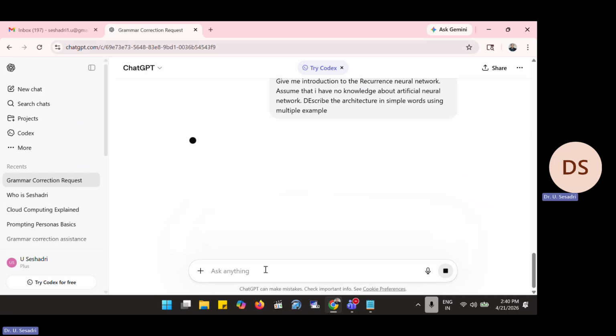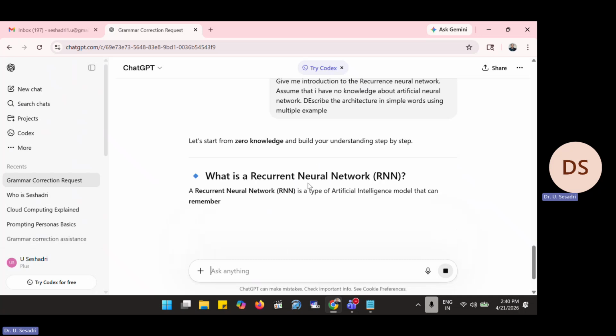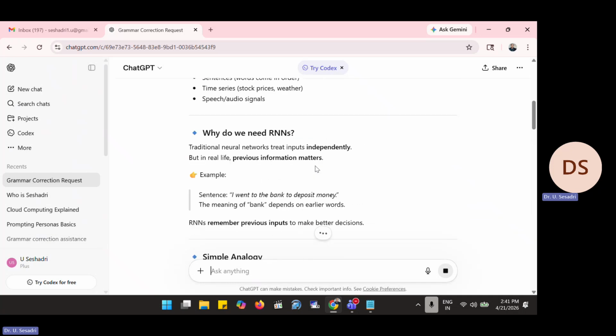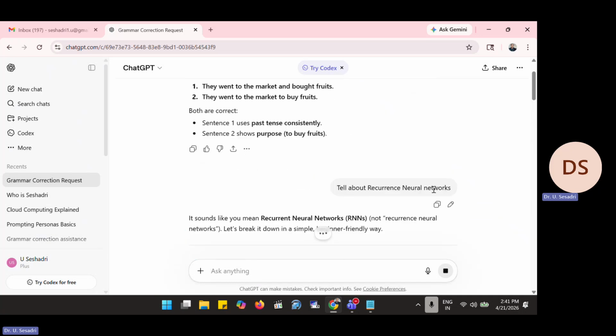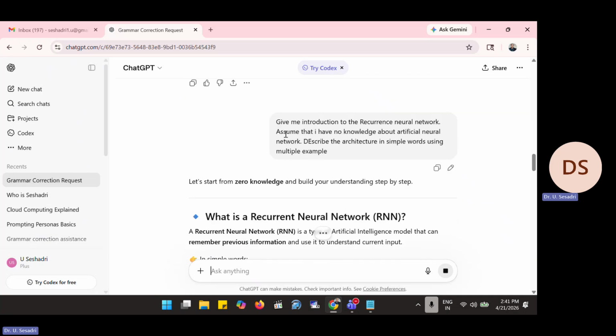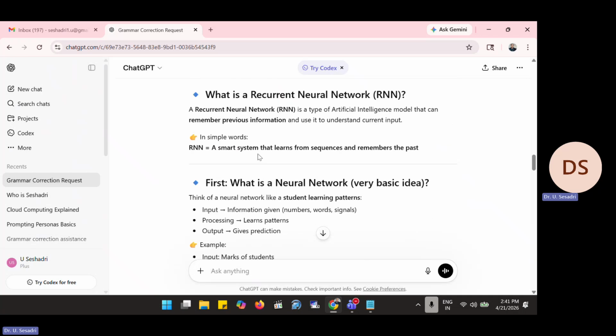When I give this as input, see what the AI provides. Previously, when I gave the input to tell about the recurrence neural network, it provided some information. When I give very clear input, asking for an introduction to the recurrence neural network, assuming no knowledge of artificial neural networks, and describing the architecture in simple words using multiple examples, it provides a detailed explanation. Why? Because I gave clear instructions.